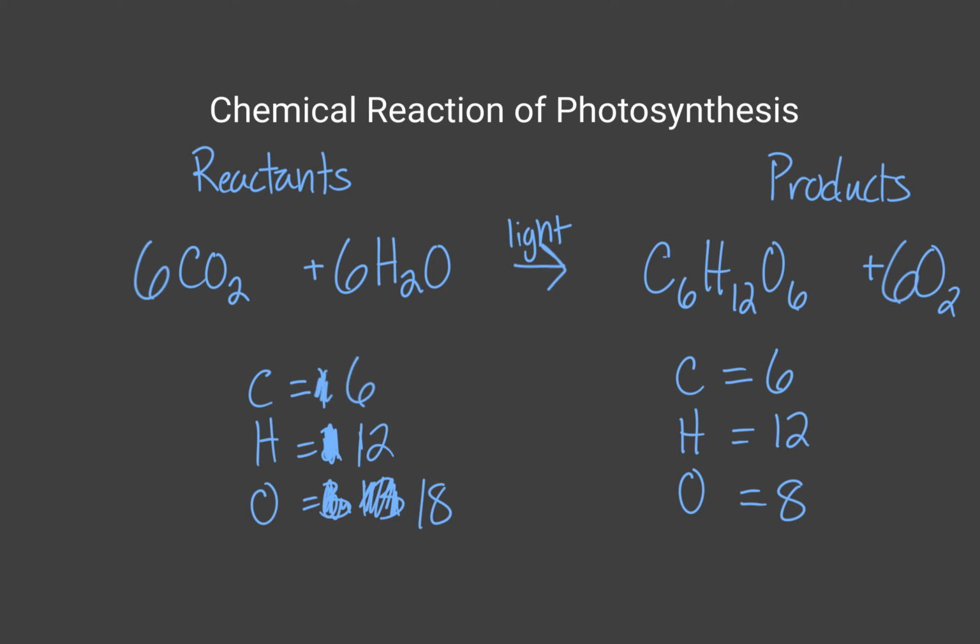And if you look, we can do the math. 6 times 2, so, oops, not sure why that coefficient just disappeared. So 6 times 2 gives us 12 oxygens from the oxygen molecule, plus 6 oxygens from sugar. 12 plus 6 is 18. And everything balances out. So that's the chemical reaction for photosynthesis.